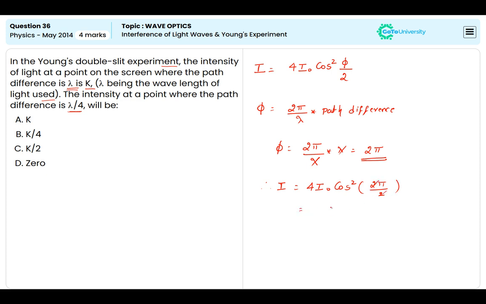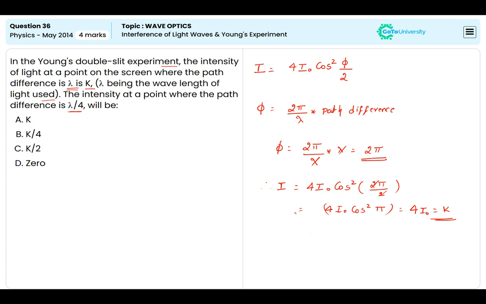Then we get the answer: I is equal to 4 into I naught into cos square pi, which gives the I value. So we can write 4 into I naught is equal to k.